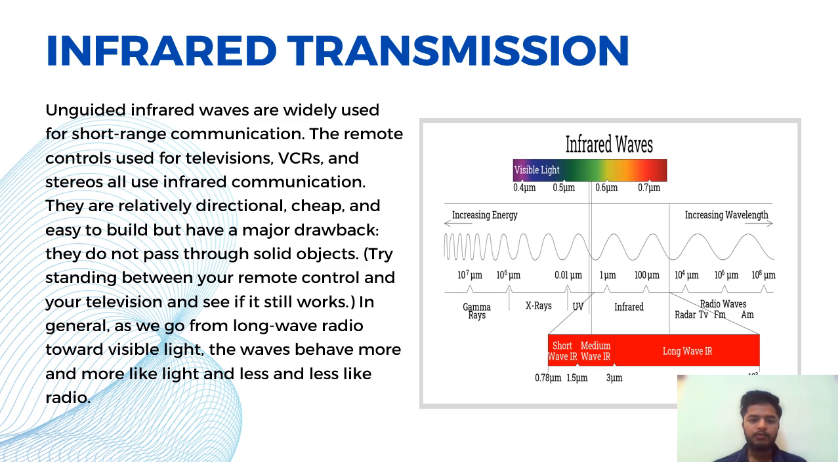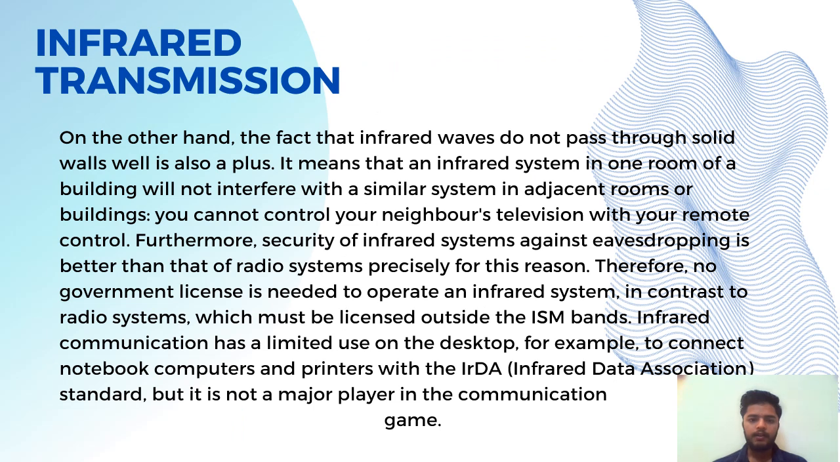In general, as we go from long wave radio toward visible light, the waves behave more and more like light and less like radio. On the other hand, the fact that infrared waves do not pass through solid walls well is also a plus. It means that an infrared system in one room of a building will not interfere with a similar system in adjacent rooms or buildings. You cannot control your neighbor's television with your remote control. Furthermore, security of infrared systems against eavesdropping is better than radio systems precisely for this reason.